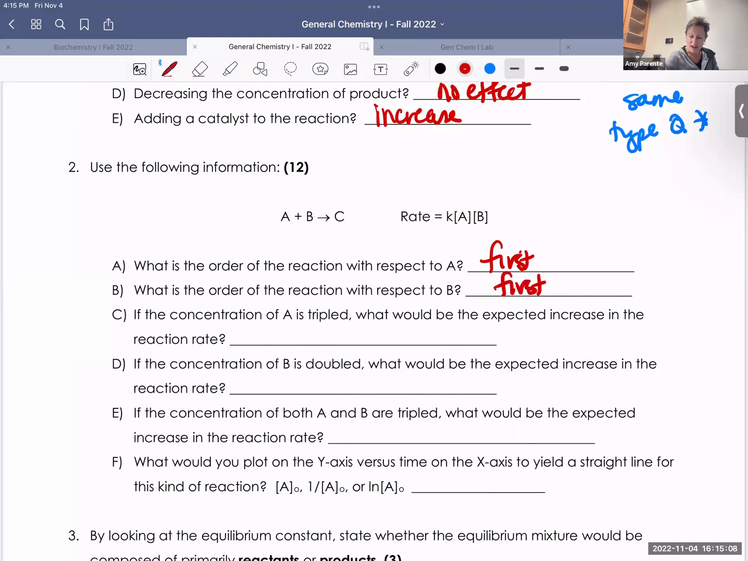And if the question asked, what is the overall reaction order? Because I don't think it asks this here. What would you say? Second order. We add those exponents. So you add those exponents to get your overall reaction order. So now there's some qualitative questions asking about how concentration changes would affect things. So if we triple the concentration of A, what would happen to our reaction rate?